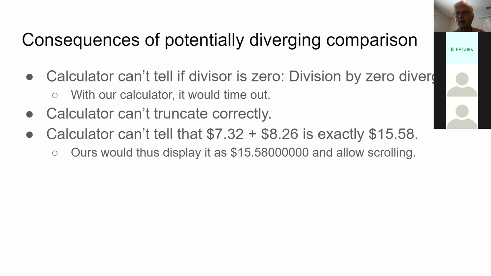Probably the most serious problem here, somewhat surprisingly, is that if you try to use the calculator to add up your bar tab, you're going to get a strange looking answer that's technically correct, but not what you wanted. You're going to get lots of trailing zeros and the ability to scroll through an infinite number of trailing zeros at the end, which is not really desirable.